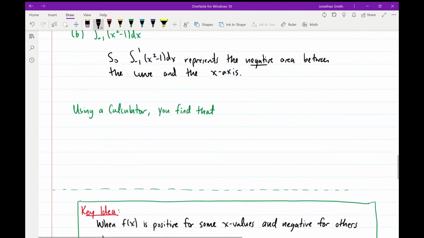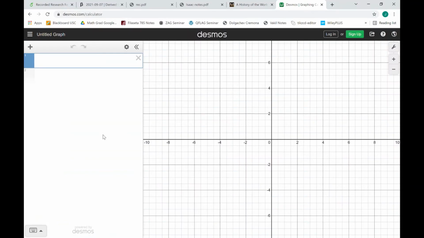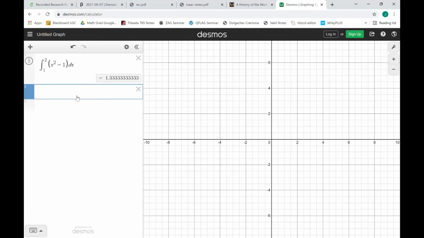So we can also use a calculator to evaluate both of these definite integrals. I went over to Desmos so that I can calculate both of these integrals for you. The first one, we have the integral from 1 to 2 of x squared minus 1 dx. And Desmos tells me that this gives about 1.3, which is what I expected. Remember, I expected this integral to be positive.